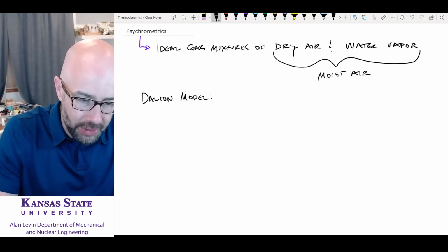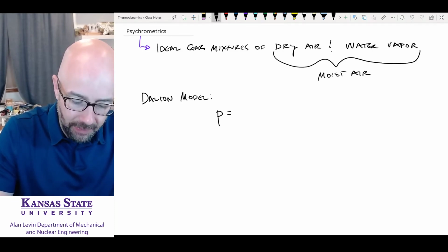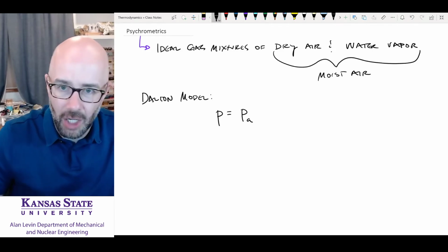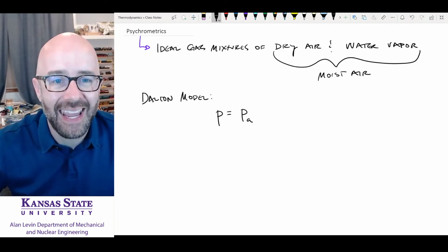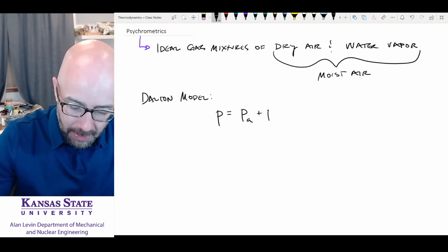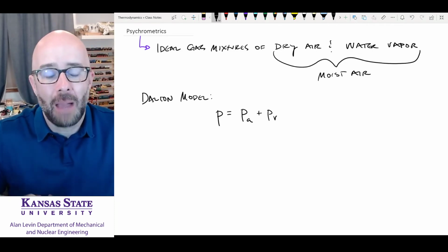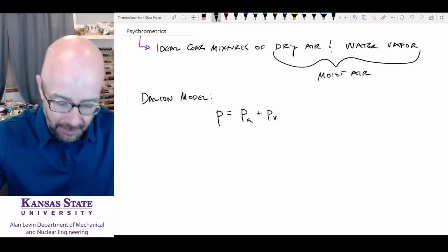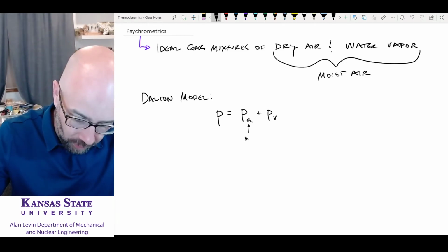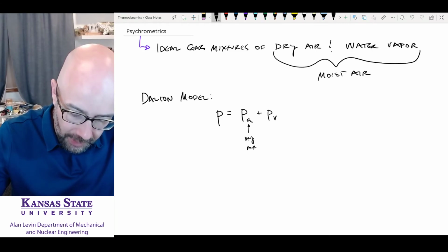And it's important that you understand that I'm going to say the pressure is equal to the pressure of the air, and I mean dry air, plus PV, which means water vapor. So my subscript for dry air is going to be A, and my subscript for water vapor is going to be V. So this is dry air, and this is water vapor.